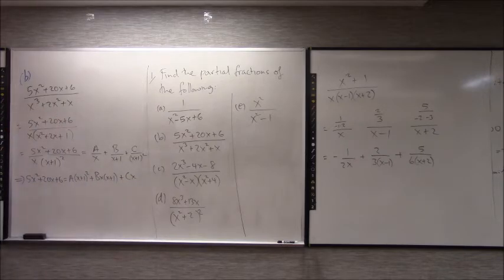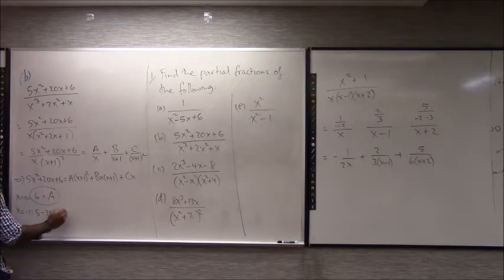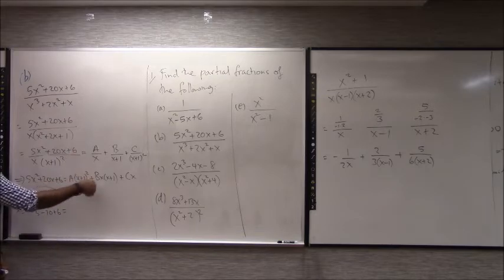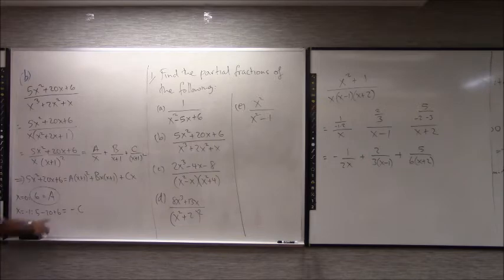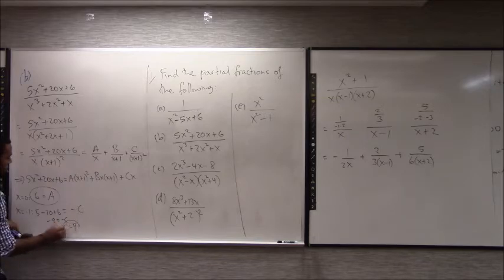At this point there are some convenient numbers that can work out for us, so I would plug in say x equals 0. On this side I'll get 6, on that side I would get A, those two get wiped out, so A equals 6. X equals minus 1, also pretty convenient. So I plug in minus 1. On this side I would get 5 minus 20 plus 6. On that side, that would be 0, that would be 0, and then I would have minus C. So this is plus 11 minus 9, so that's minus 9 equals minus C, or your C equals 9.